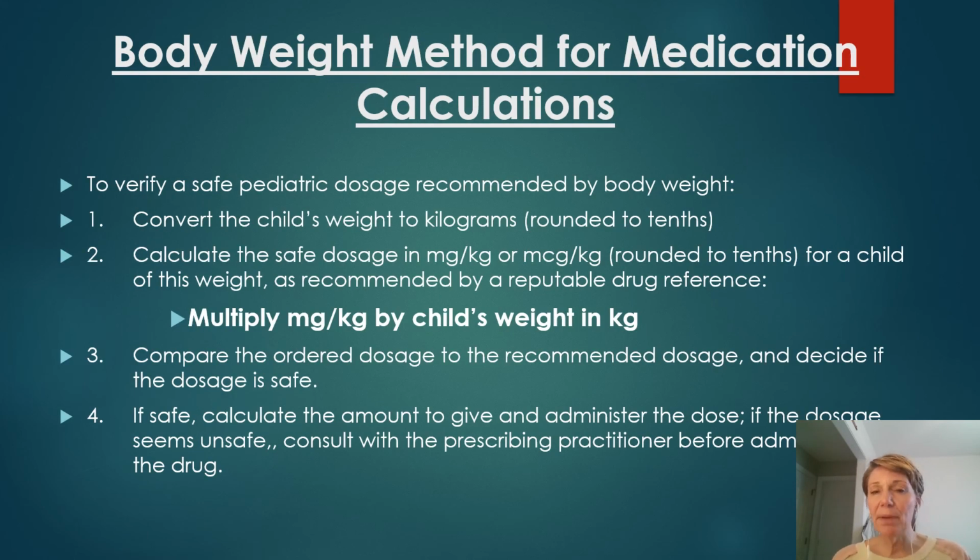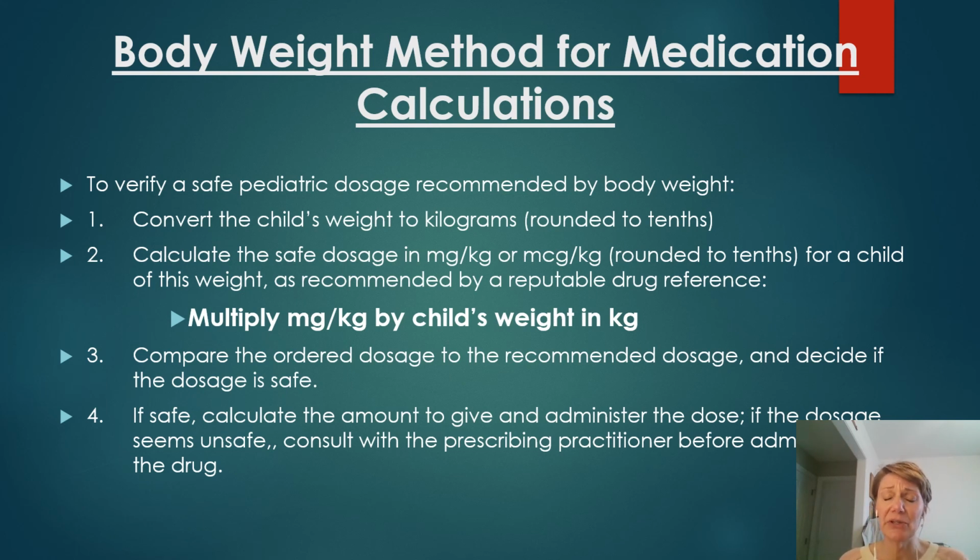So let's look at our body weight method for medication calculations. Pediatric dosings are often written as so many milligrams per kilogram or within a range. So they may say normal range could fall anywhere between 3 milligrams and 6 milligrams per kilo per day. So the first thing we're going to do is determine that whatever is ordered as a dose, we are verifying is appropriate and falls within the safe range of dosing per the child's body weight.